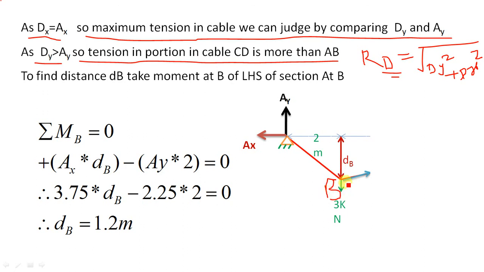Take the moment about B. So what is the moment at B? Ax into distance dB and ay into distance 2 meters. Ax into dB will create a moment in the anti-clockwise sense, therefore positive, and ay will create a moment in the clockwise sense, therefore negative, with perpendicular distance 2. So you will get 3.75 into dB minus 2.25 into 2, where ay is known to us, equal to 0. From that you will get the value of dB as 1.2. So the vertical distance is also known to us by considering that portion and the moment equation.